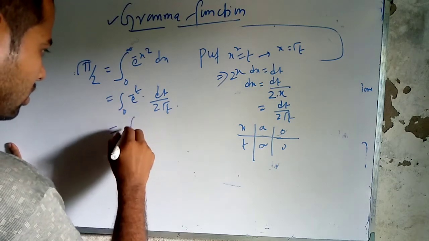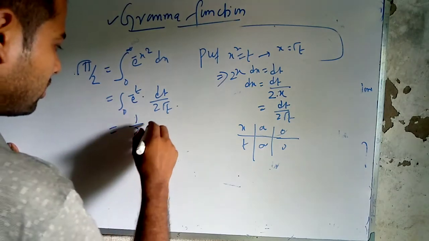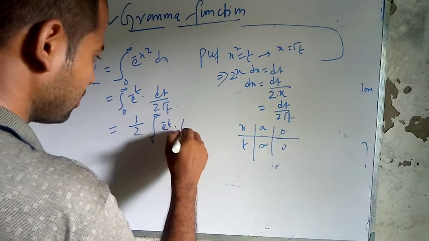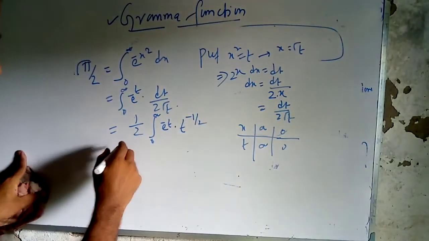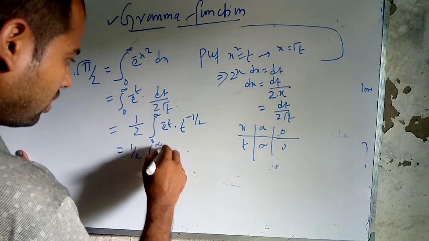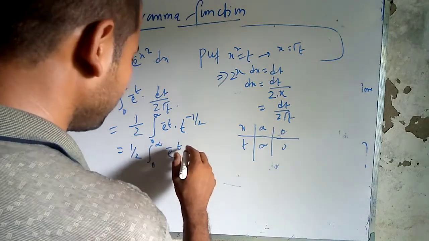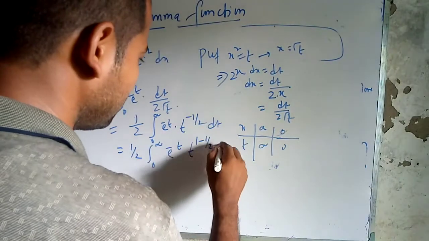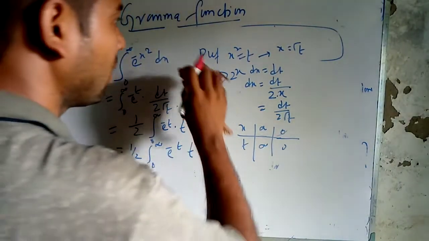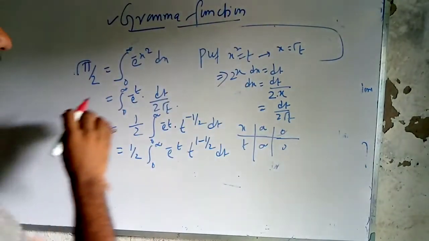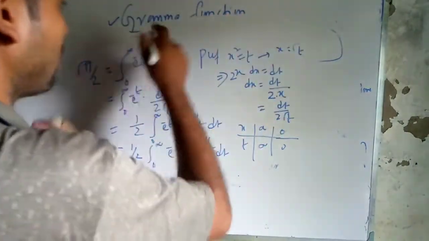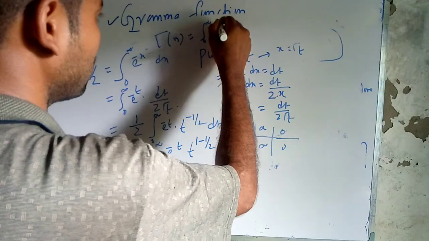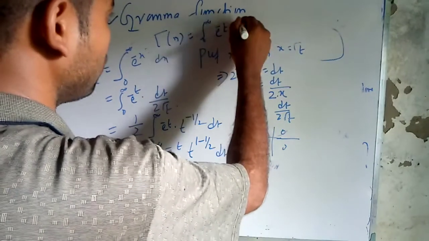That is simplified. Two is half of the integration from 0 to infinity of e to the power minus t, and this is t to the power minus half. It can be written as the integral from 0 to infinity of e to the minus t times t to the power half minus 1 dt. And here you see the form of the gamma function: gamma of n is equal to the integral from 0 to infinity of e to the power minus t, t to the power n minus 1 dt.